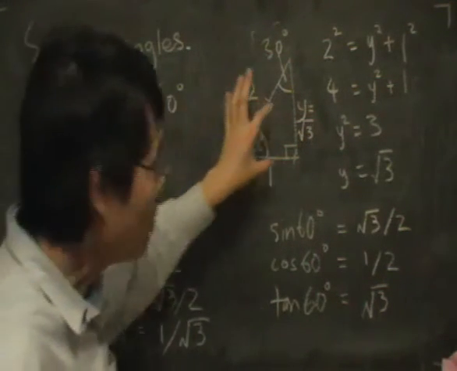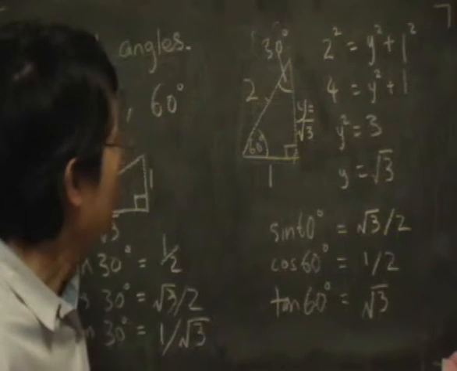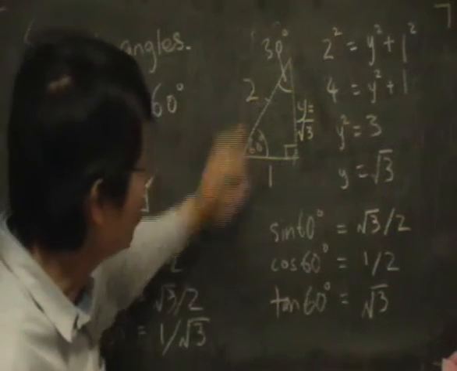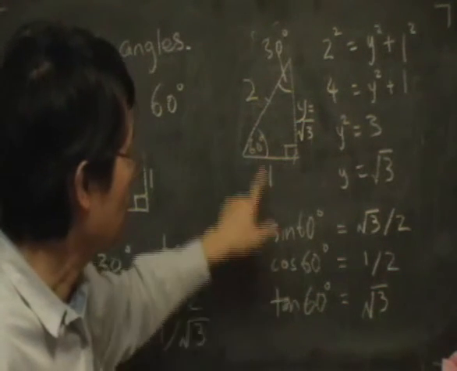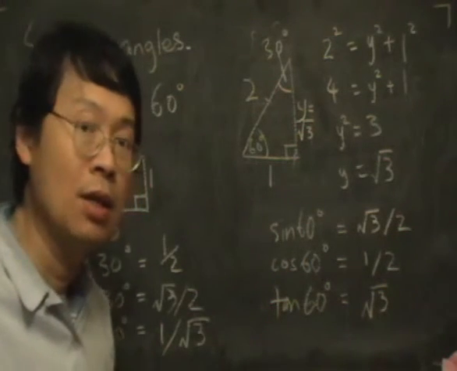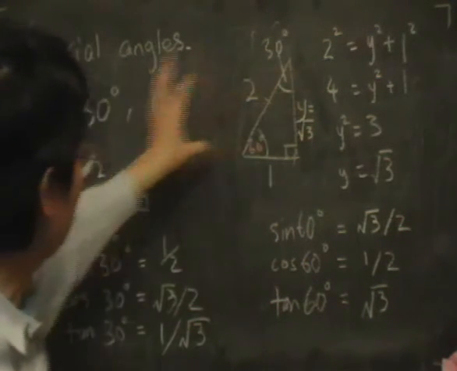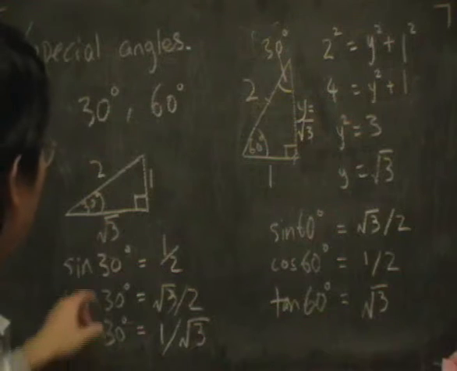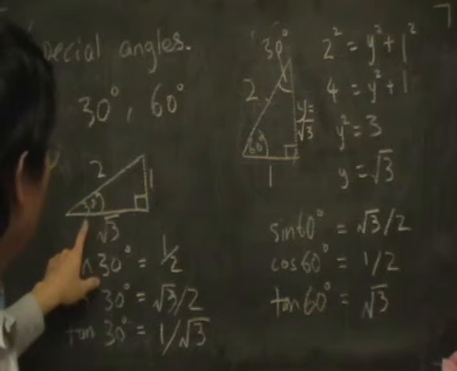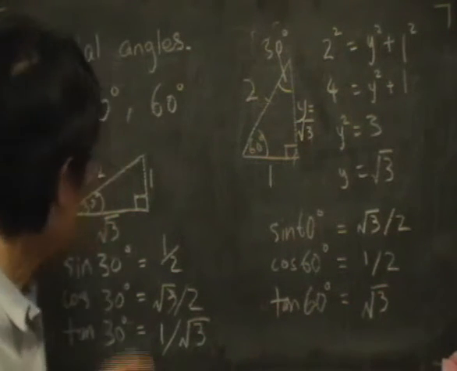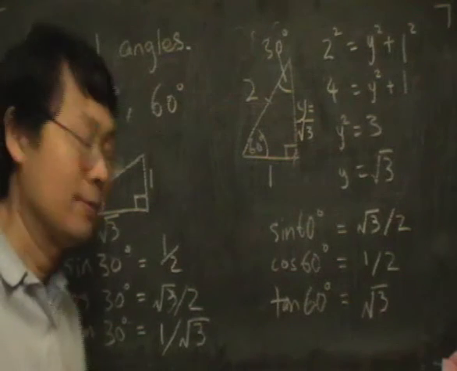And once you can remember this one triangle, you can not only use it for the sines and cosines of 60 degrees, you can also just flip it over and use it to find the sines and cosines of the 30 degrees.